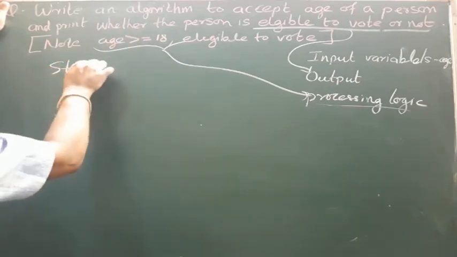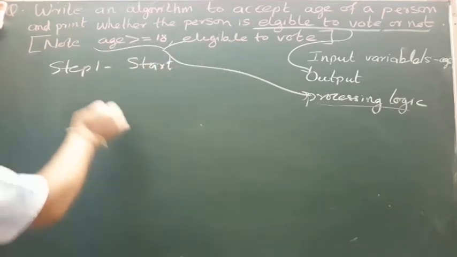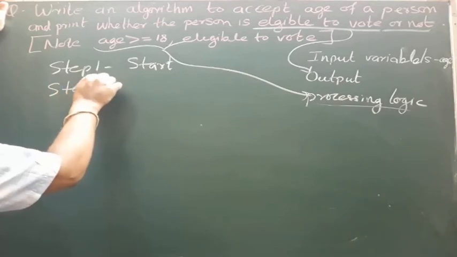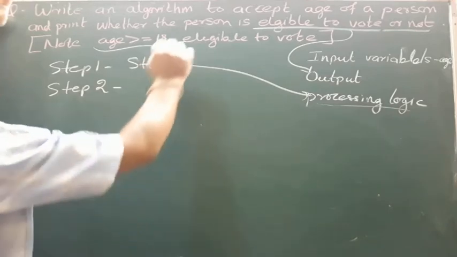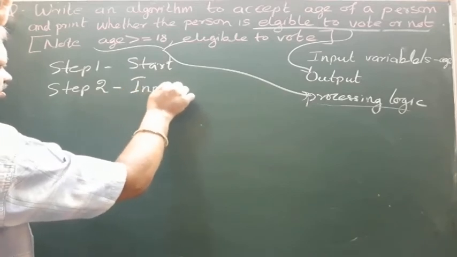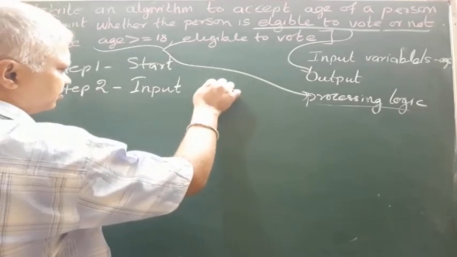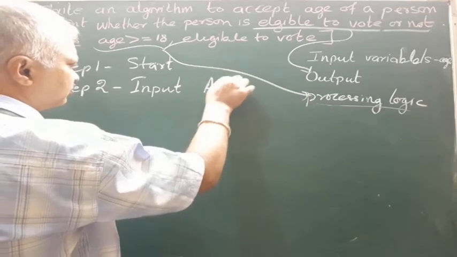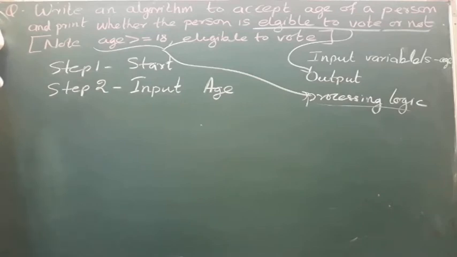Step 1, start. Step 2. We have to first accept the variable from the user, so you can write here input age. I should not give any statement here. The age is quite naturally understood, so I am simply writing it as age.